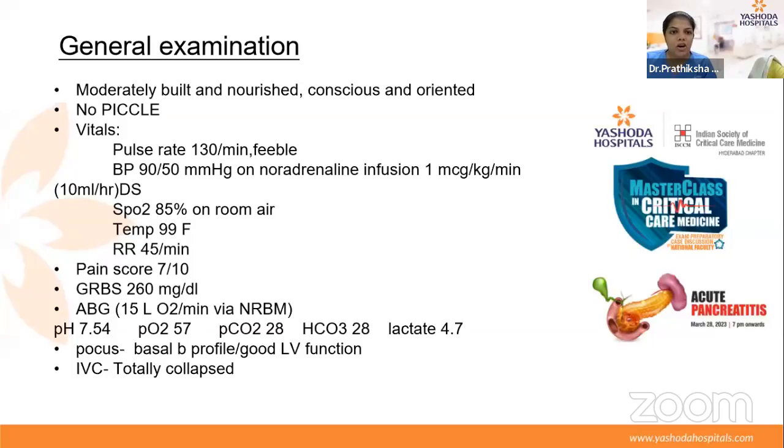ABG with 15 liters O2 via NRB mask: her pH was 7.54, PO2 of 57, PCO2 of 28, bicarb of 28, lactate of 4.7. We did a POCUS. It showed basal B profile. LV function was good. IVC was totally collapsed.